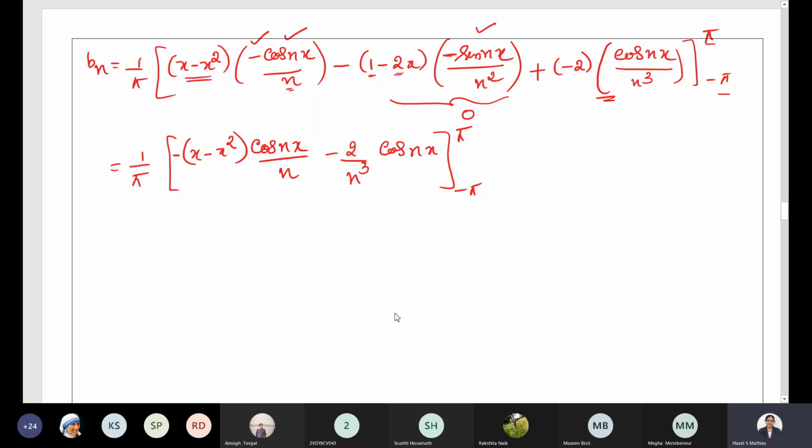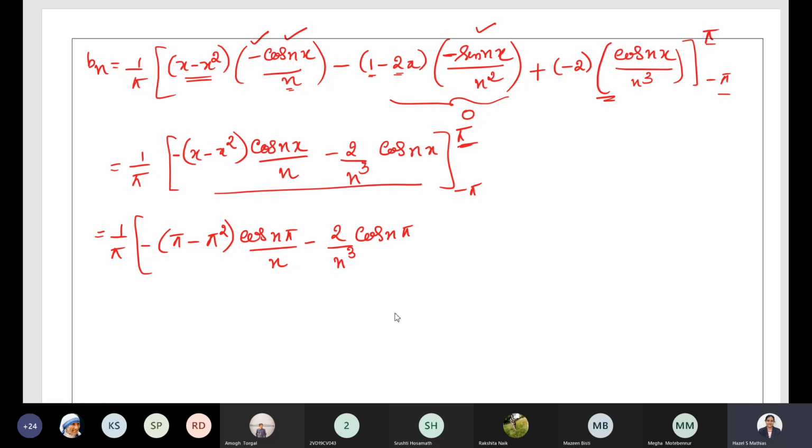Now let us substitute the limits. What do we get when we put the limits? 1 by pi. Let us put the upper limit first. Pi minus pi square, cos n pi by n, minus 2 by n cube into cos n pi. So this is the upper limit.